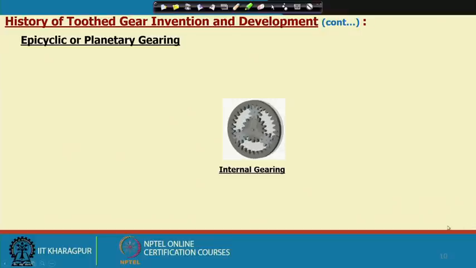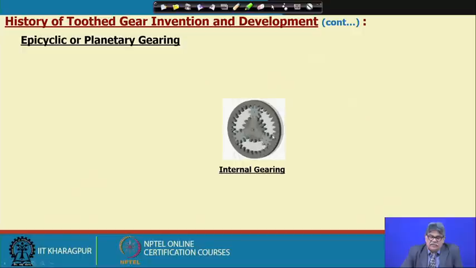Now, internal gearing. The tooth also can be generated inside the ring, if you look here, and then power can be transmitted. Either the pinion can directly engage with the internal gear, or through an idler we can have the simple gear train, and we can also have a compound gear train.